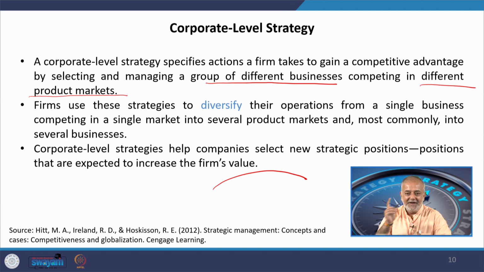When we talk of different businesses competing in different product markets, and strategies to diversify their operations from a single business competing in a single market into several products and most commonly into several businesses for increasing the value, what actually are we doing? So, let us just imagine, if we are a single product company, after a particular stage, when we go through a product life cycle analysis of that particular kind of product, you would be developing the line of that product by creating a variant somehow. This variant may address the same market.